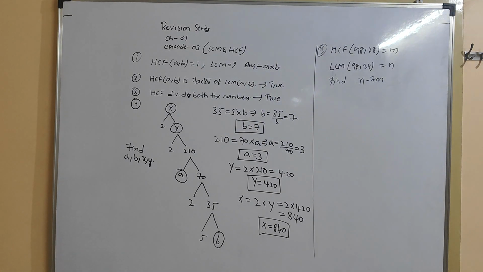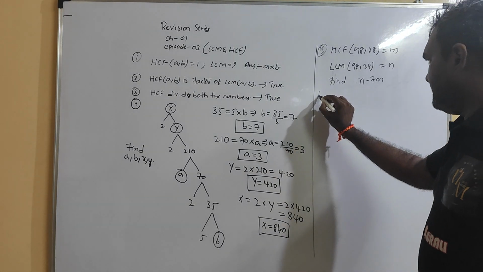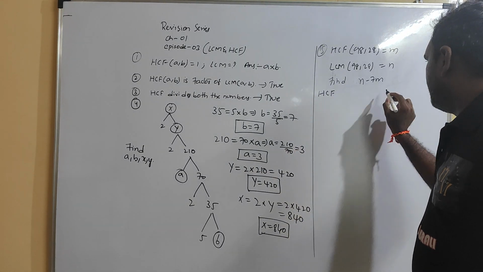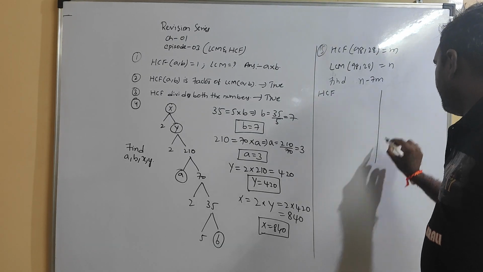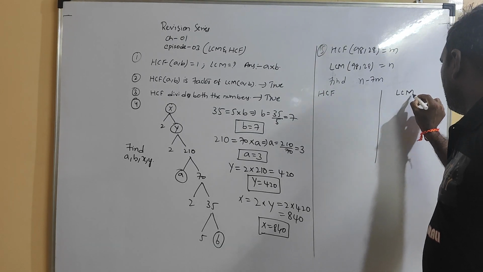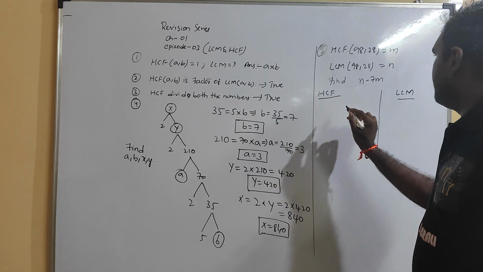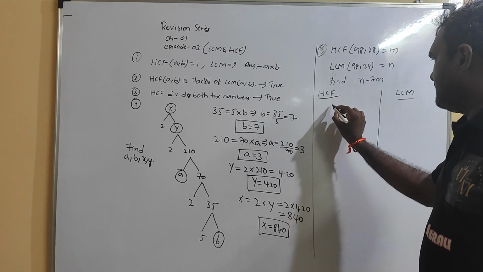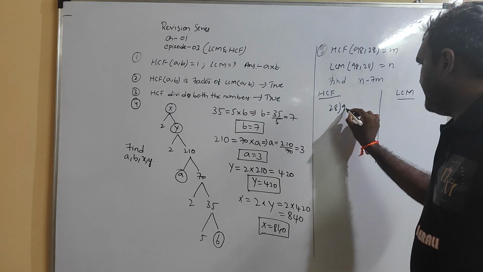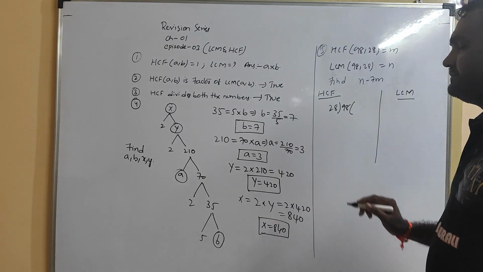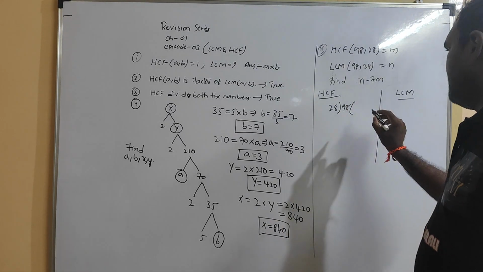Whatever they are asking to find, keep it aside. First, to get the M and N values, you have to find the HCF and LCM of 98 and 28. See how to find the HCF. How will we find HCF and LCM? 98, 28. So 28 is here, 98 is there. I am doing long division.